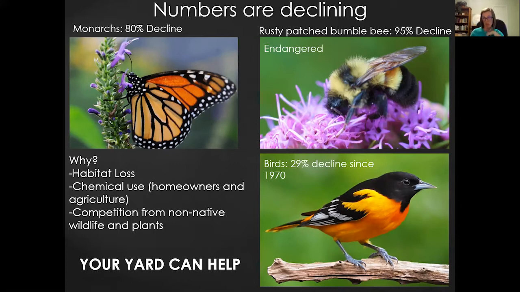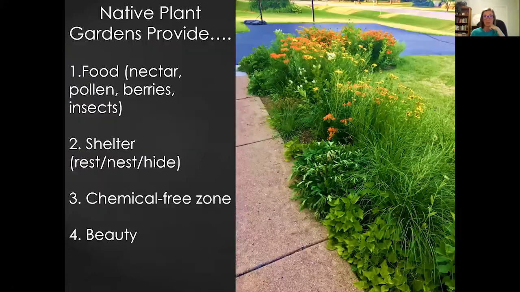You in your yard, you can help all of this in a very simple way. These monarchs would love to live in your yard. These rusty patched bumblebees are found in the Midwest here, in backyards and municipal owned sites that have native plants. That's huge. So when you put these native plants in, it can be a small little garden or it can be huge, whatever you want it to be. It's going to provide the food, the shelter. It's going to be a chemical-free zone generally, and it's also just going to be very beautiful.